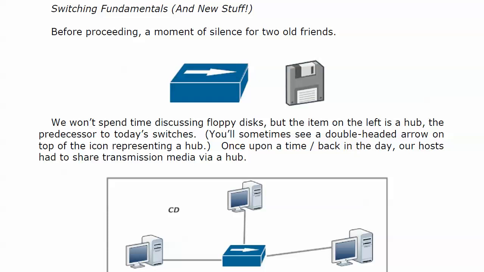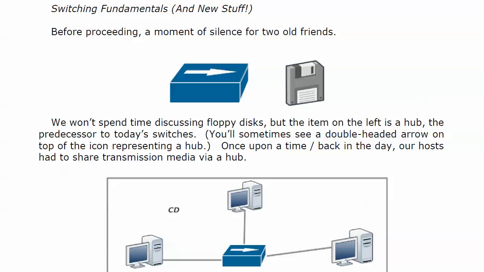But the item on the left is a hub, and that's the predecessor to today's switches, and we need to know how hubs operated, why switches are such an improvement over hubs for your exam, but it's also good to know for your job knowledge as well, your personal knowledge set as they call it. Now you will also sometimes see a double-headed arrow on top of the icon representing a hub. The only thing I can even imagine on your exam is they show you an exhibit and you've got some switches in there and all of a sudden you got this thing with one arrow on top. Well, what's that? Well, you know it's a hub.